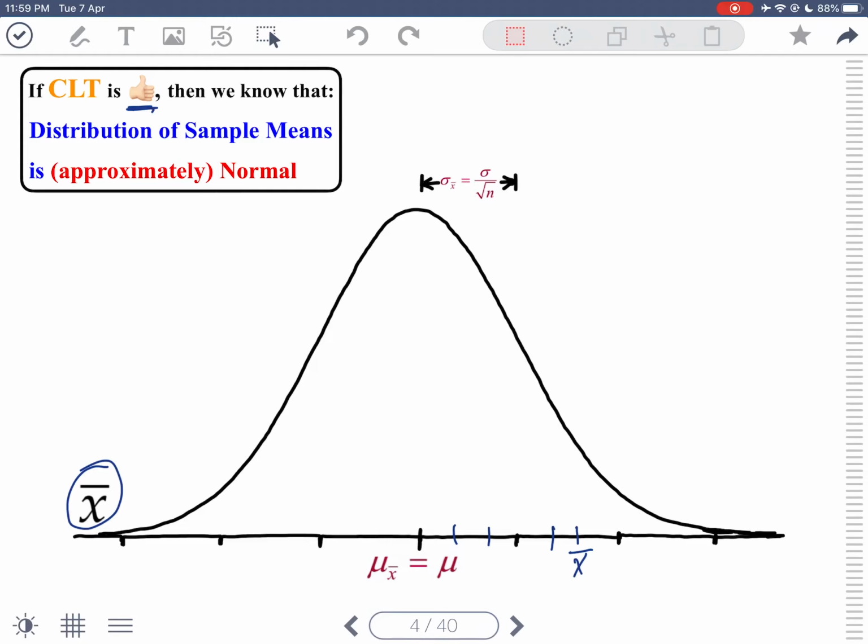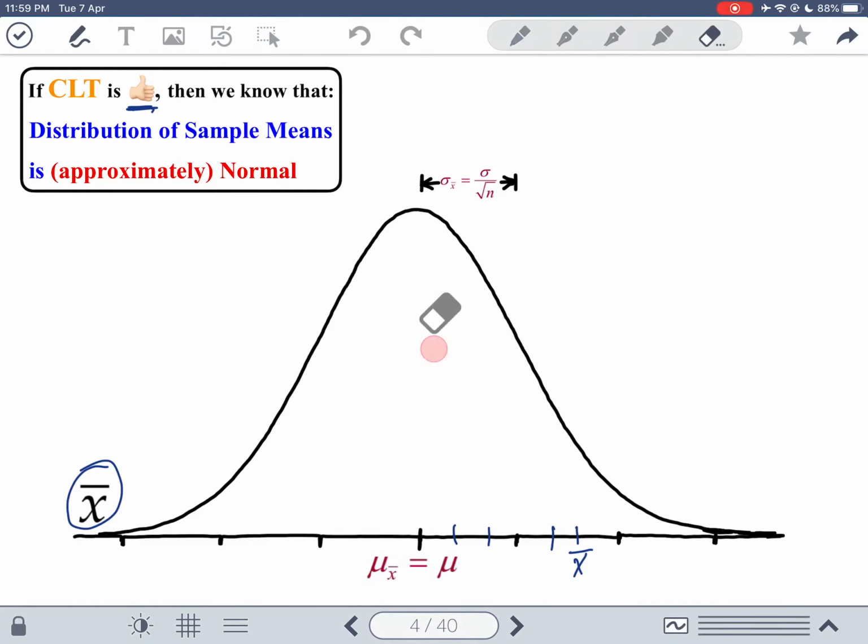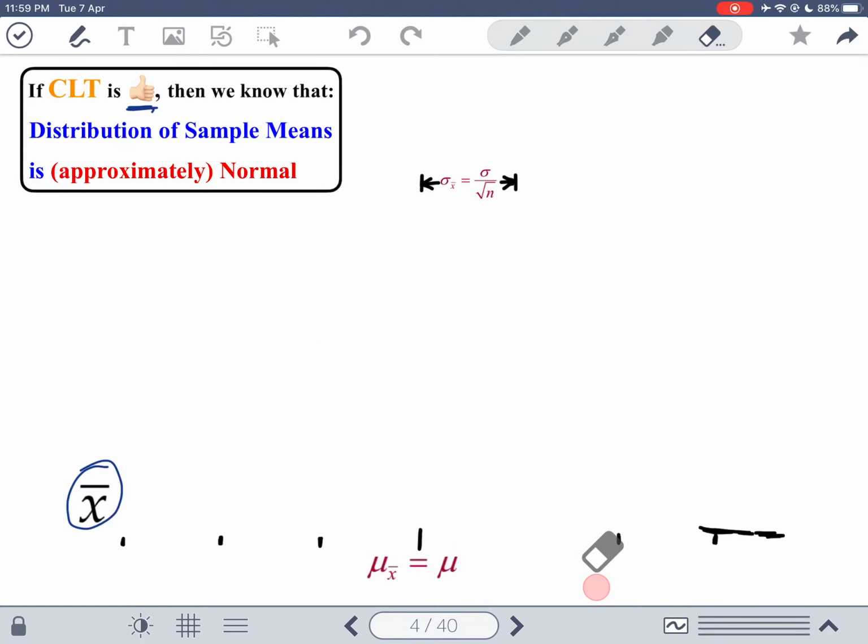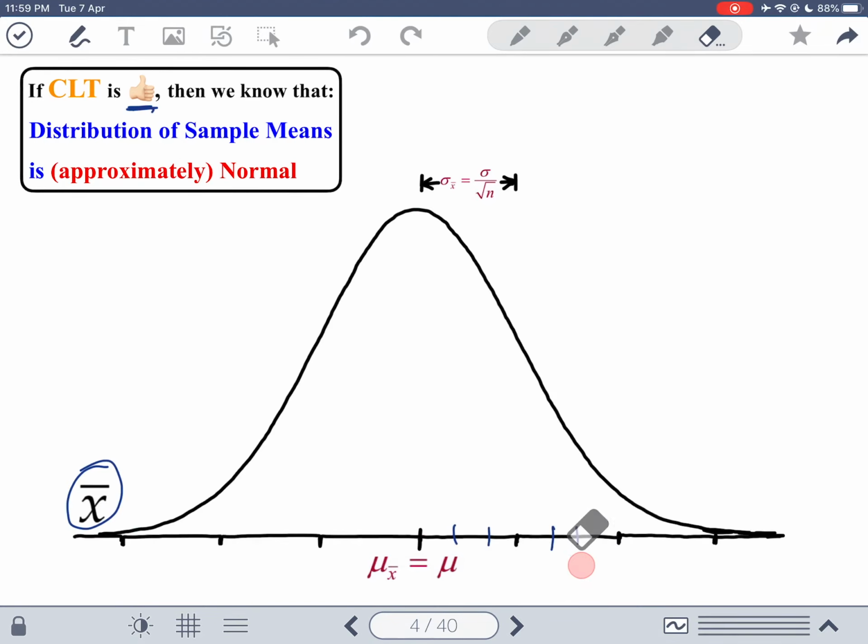Remember also that we saw that the mean of the sampling distribution of sample means is the same as the population mean. So mu of x bar, the mean of sample means, is the same as the population mean. In this lecture, please always remember that this will be an unknown for us and we want to find it. In the previous lecture it was given to you.